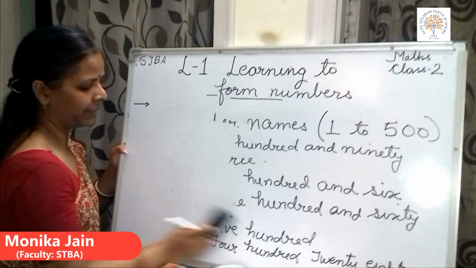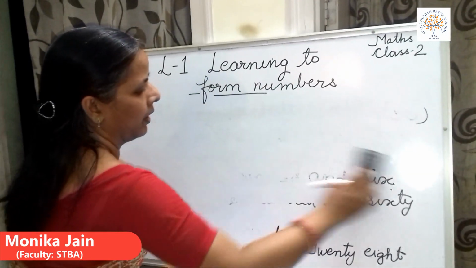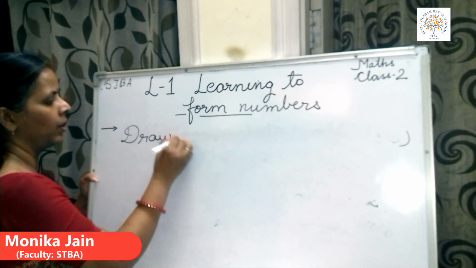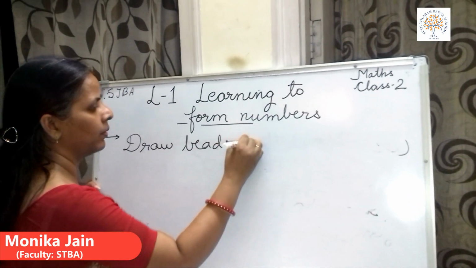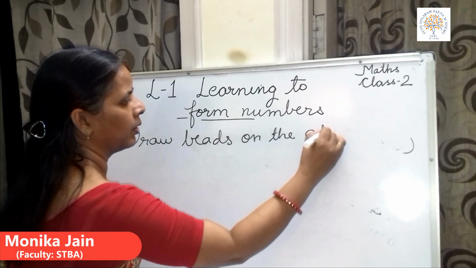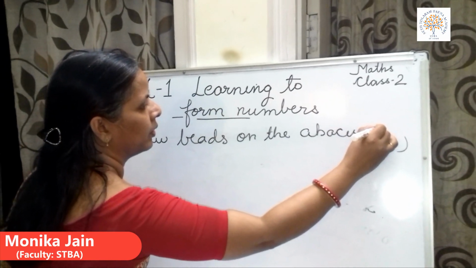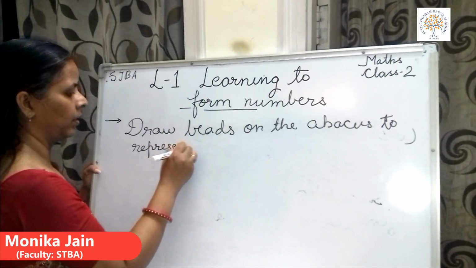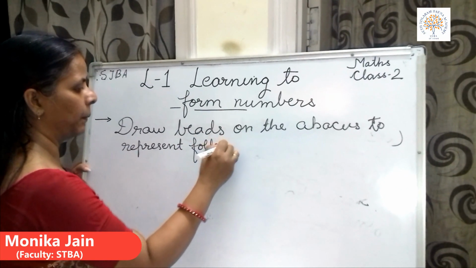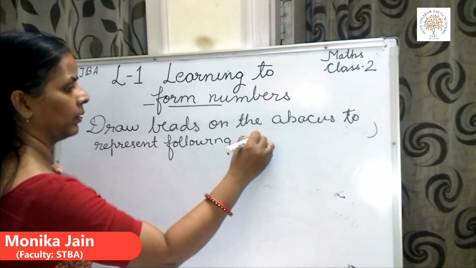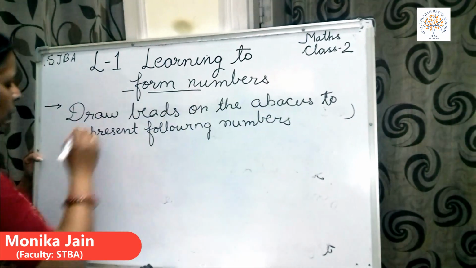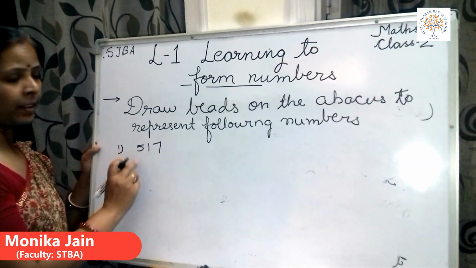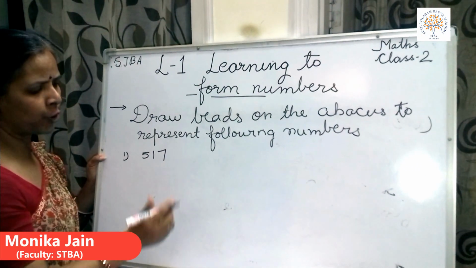Our last topic of this lesson is abacus. The question is: draw beads on the abacus to represent the following numbers. First is 517. How many digits are there? 3.